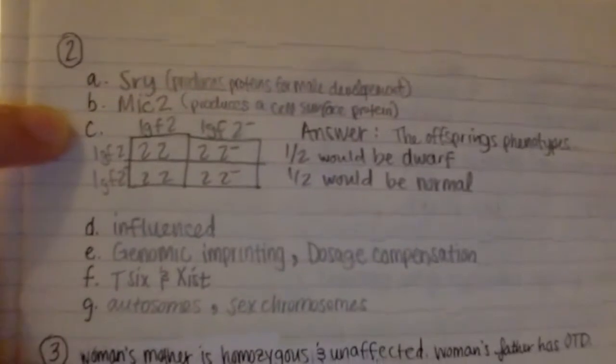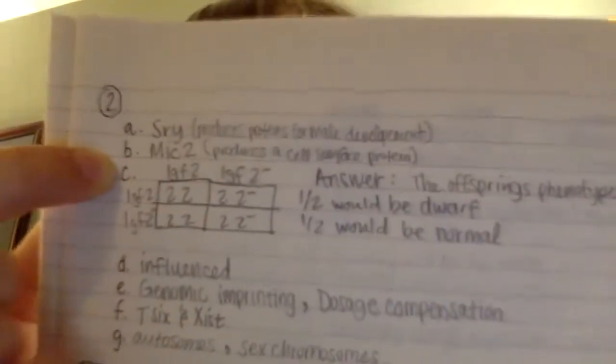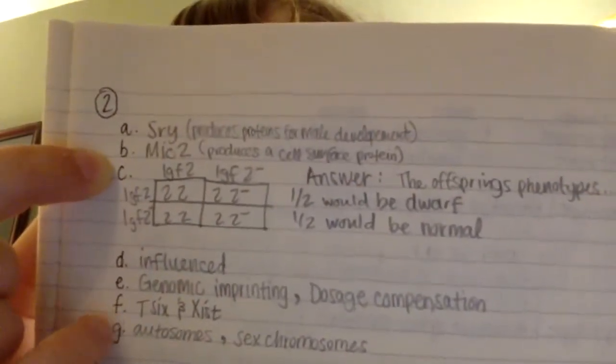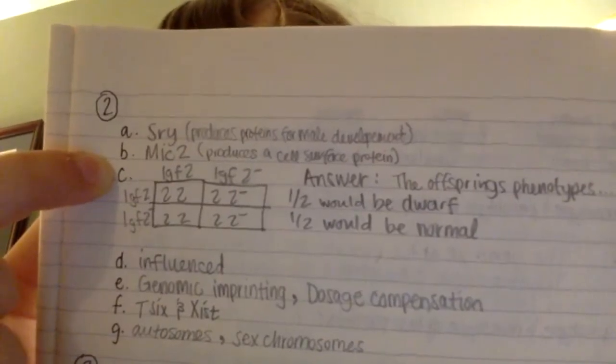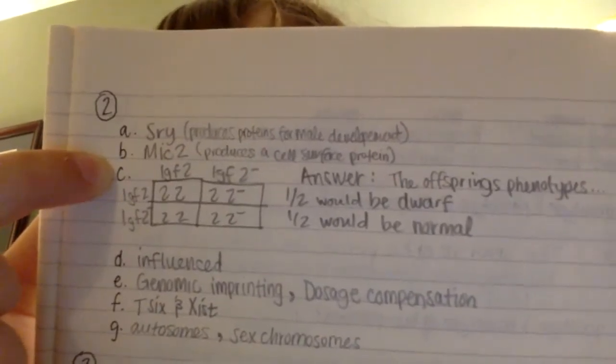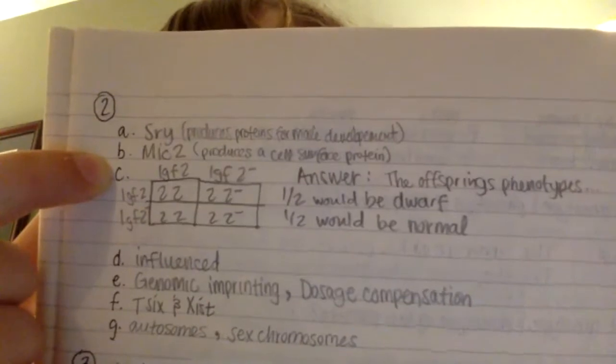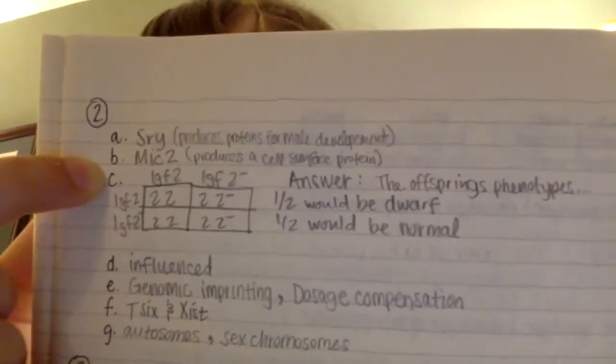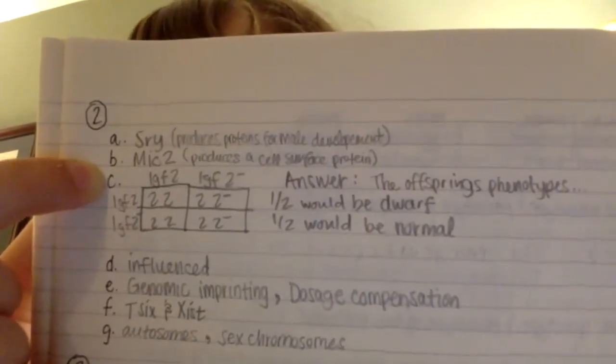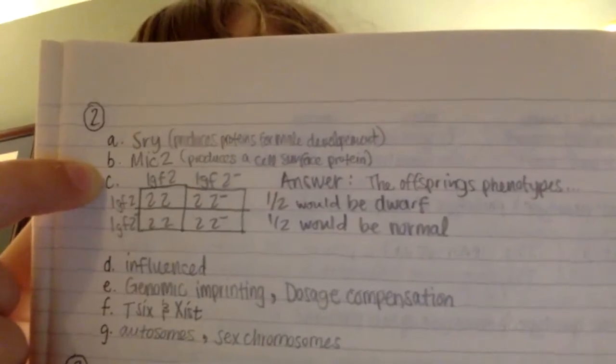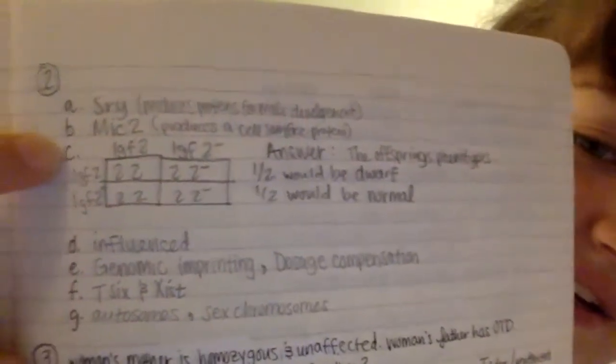So part C has a little cross to do. It's asking, a cross is made between an IGF2 minus male, so a heterozygous male mouse, and a heterozygous female mouse. What are the phenotypes of the offspring? And so what I did is I did a little cross.